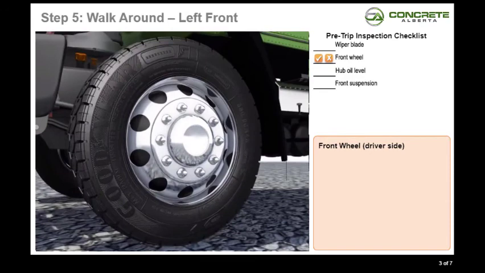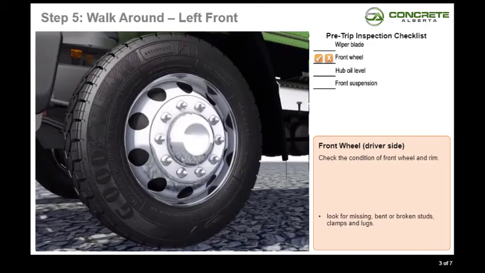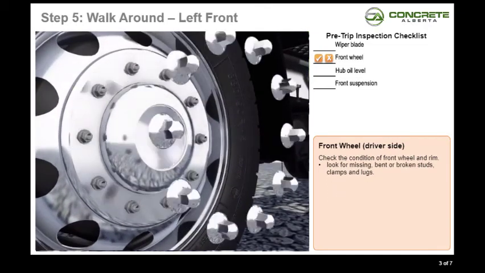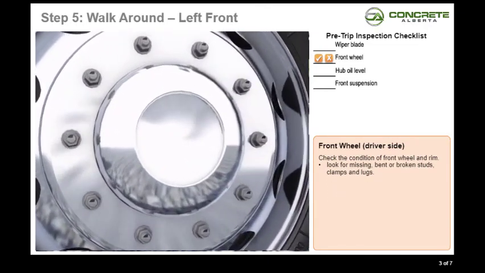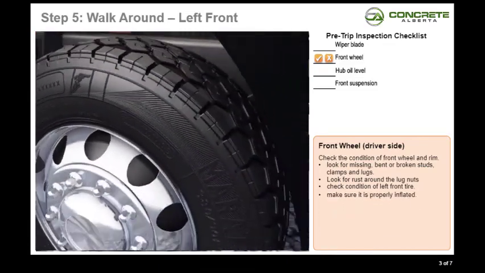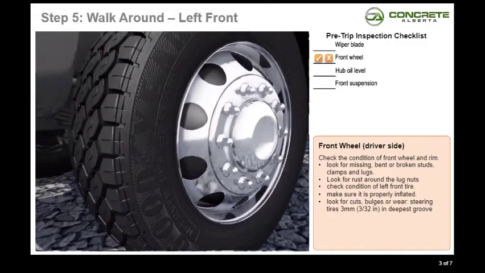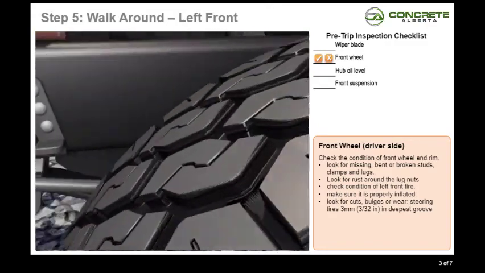Front wheel, driver's side. Check the condition of the left front wheel and rim. Look for missing, bent, or broken studs, clamps, and lugs. Look for rust around the lug nuts, often the first indicator that the nuts are loose. Check the condition of the left front tire. Make sure it is properly inflated. Look for serious cuts, bulges, or tread wear.